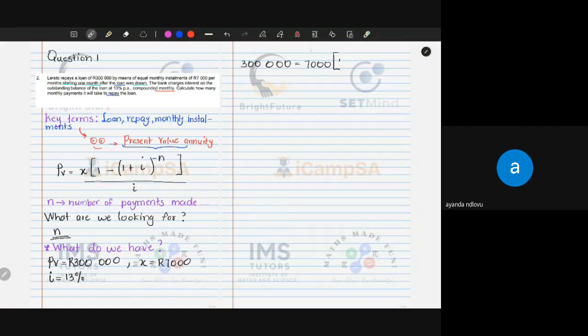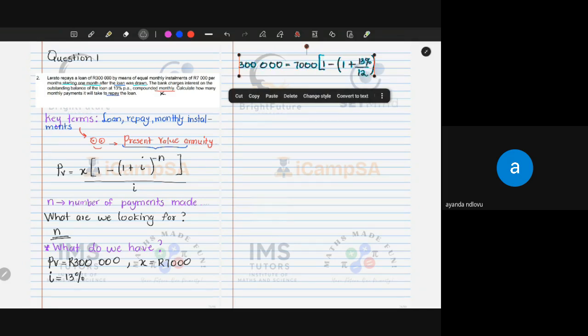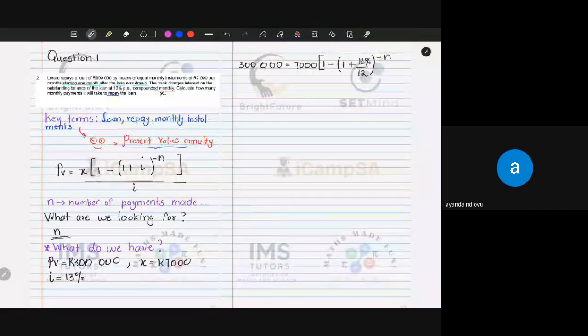Open bracket 1 minus 1 plus. So our interest rate is 13%. But remember, they said monthly, compounded monthly. So that is why I should divide by 12. And then if I choose to stick with the n, what you guys need to be careful of is exactly what n means. So I'll leave it as negative n here. If I want, I can put in the compounding period. Then n will just tell me the number of years.